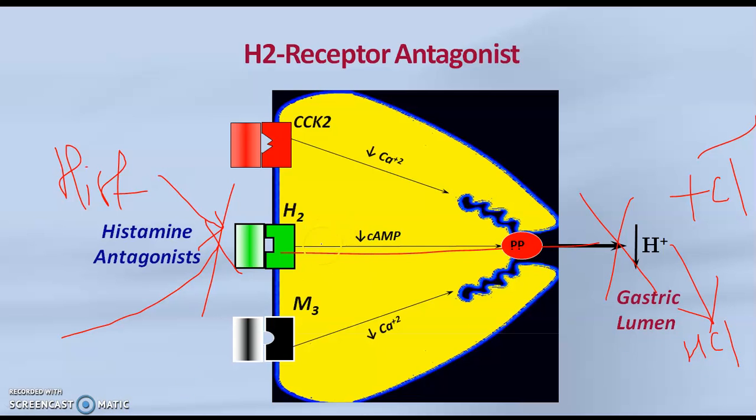So I hope that you understood this H2 receptor antagonist, and thank you for listening to this lecture.